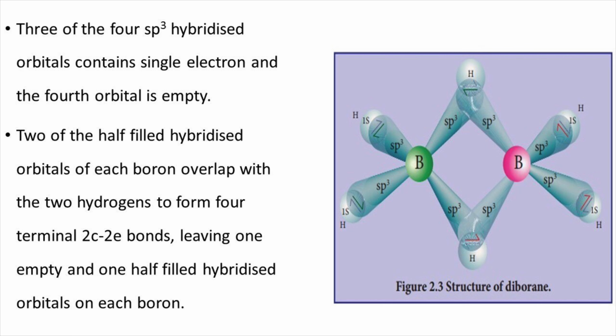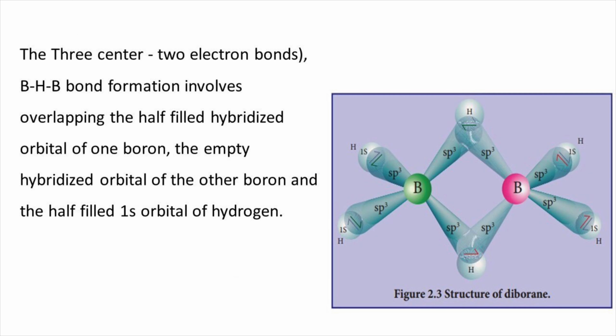2 of the half-filled hybridized orbitals of each boron overlap with 2 hydrogens to form 4 terminal 2 center 2 electron bonds, leaving one empty and one half-filled hybridized orbital on each boron. The 3 center 2 electron BHB bond formation involves overlapping the half-filled hybridized orbital of one boron, the empty hybridized orbital of the other boron, and the half-filled 1s orbital of hydrogen.